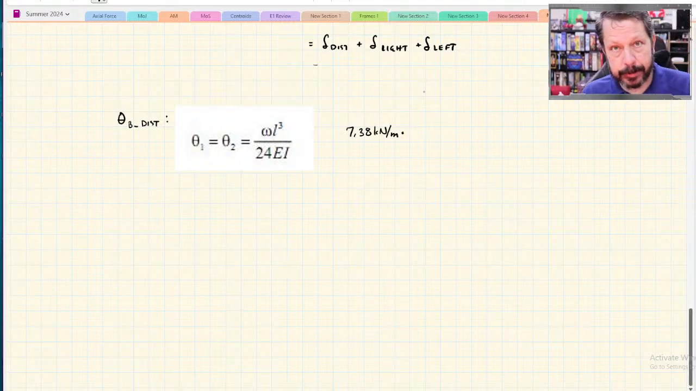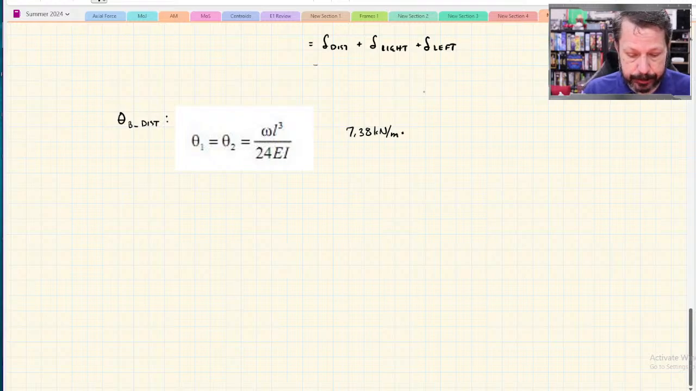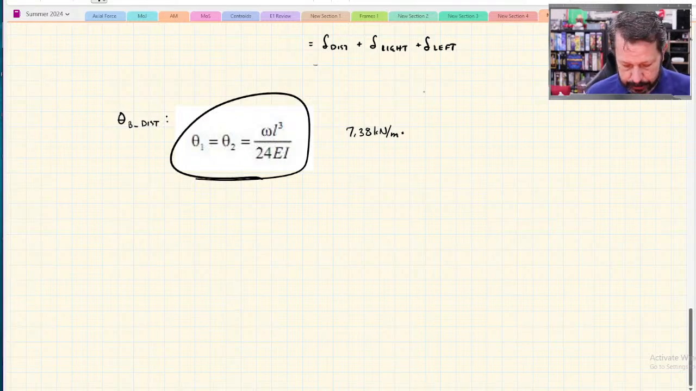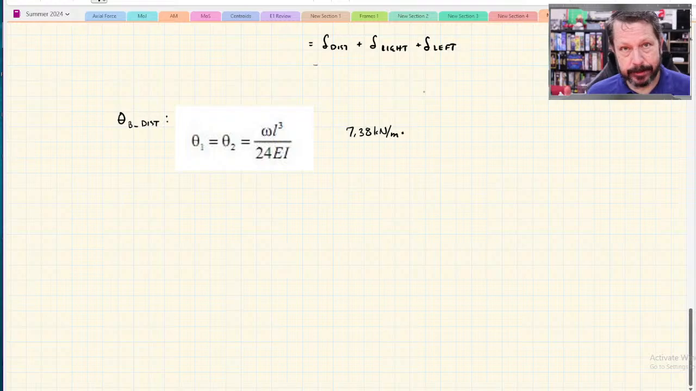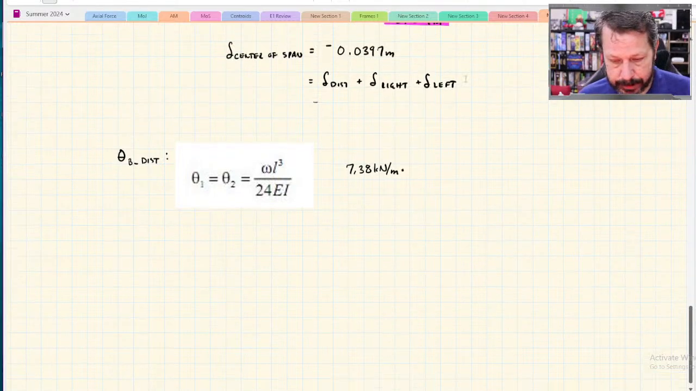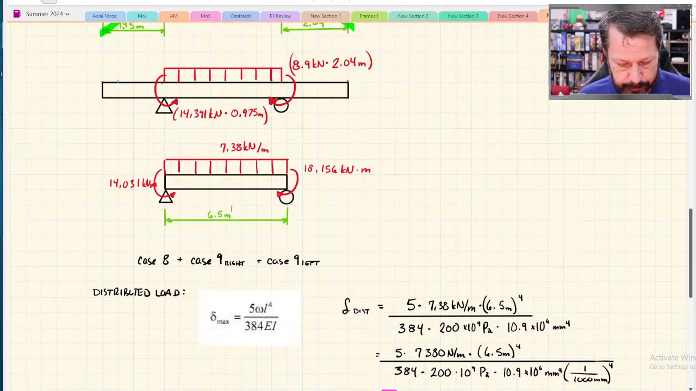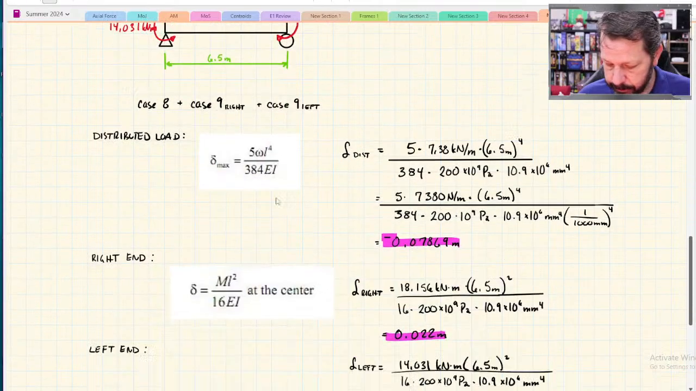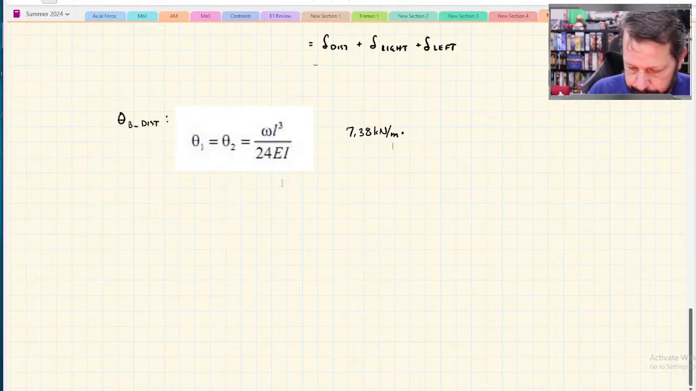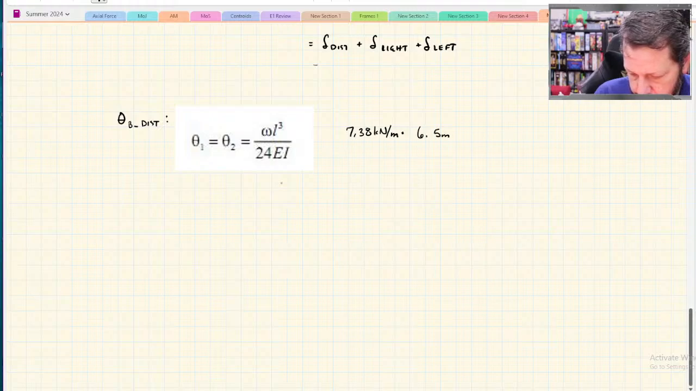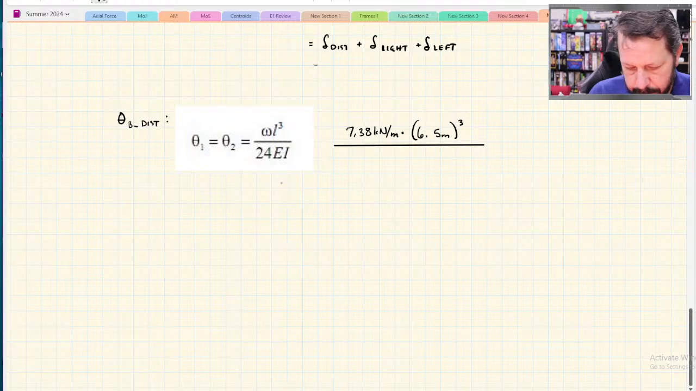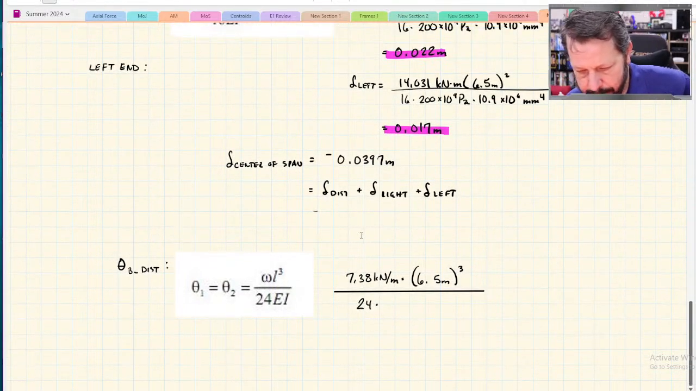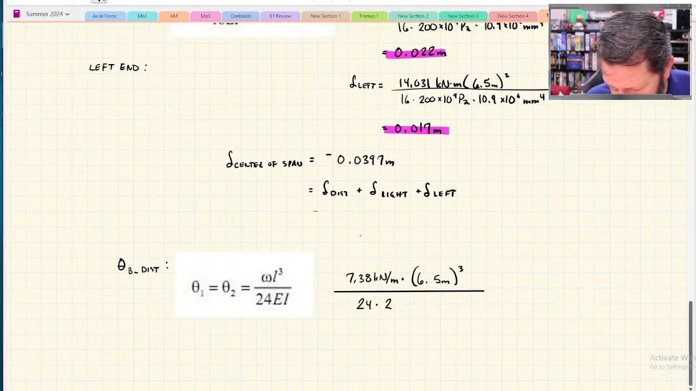Times L, the span, which we have to use the span that goes along with this equation. So the span is from the pin to the roller, which is 6.5 meters, right there in green, cubed over 24, and then that same E and I that we've been using. So I've forgotten them, but let's see. 200 gigapascals for E.